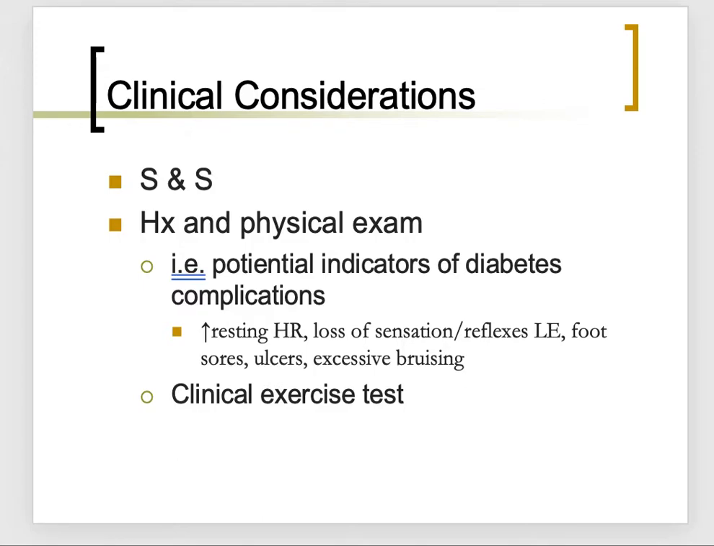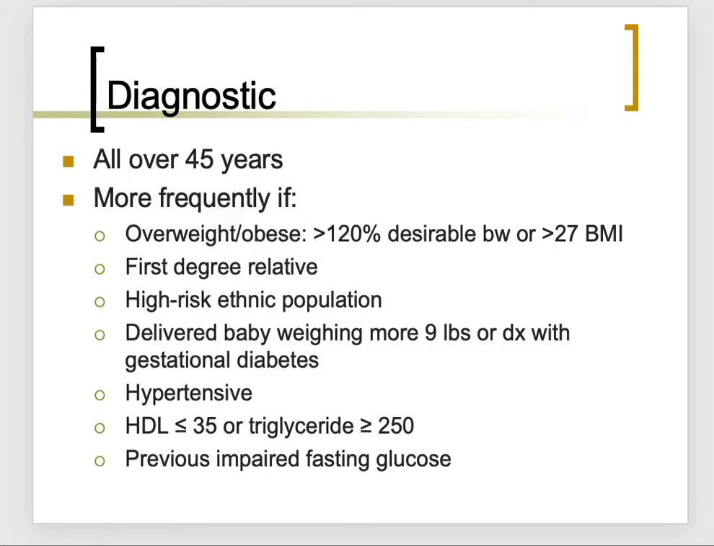So the signs and symptoms, history, and physical exam are all things you want to ask. Talk with your client, right? So potential indicators for diabetes complication is if somebody has a high resting heart rate, or they've lost sensation and reflexes. Oftentimes that's going to happen in the lower extremity. You take a look at their feet. All of these people you are training, you need to take a look at their feet with their shoes and socks off, which sounds strange, but you need to do it. You're looking for any foot sores that are not healing, ulcers, excessive bruising. So those are your classic complications that we want to be looking for.